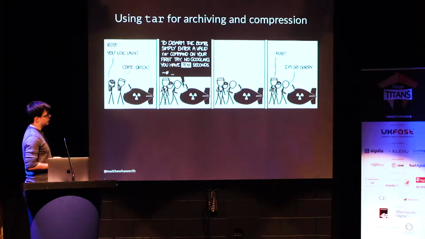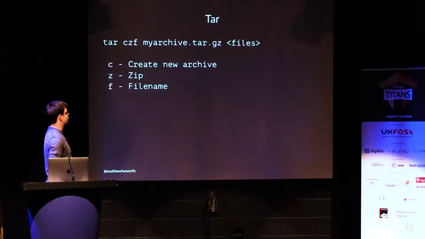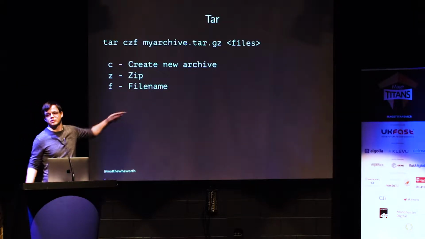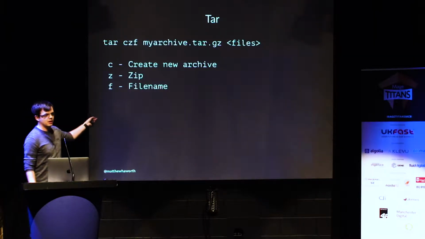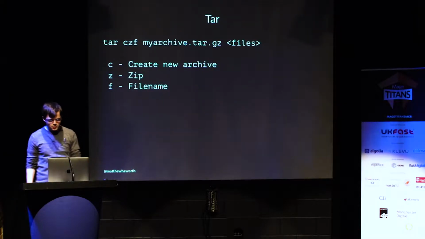But if we just review what they are, czf is going to create a new tar archive, in that example, myarchive.tar.gzip. And then anything I type where the files are is obviously going to be put into that tarball. c stands for create new archive, z for zip, and then f means the next thing I'm going to type is going to be the file name for that tarball.